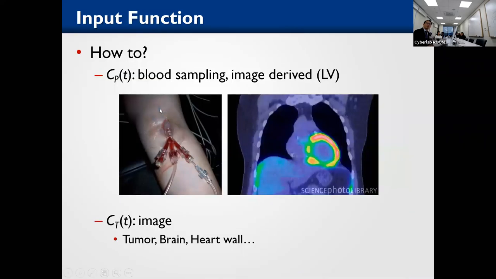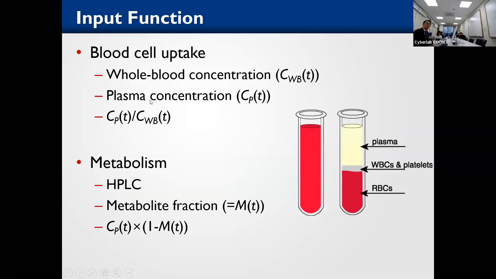For the blood input function, we need blood sampling. Sometimes if we can get a scan of the heart or a big blood lesion, we can replace blood sampling with image-derived TACs. But that is difficult for brain studies. And also, as I explained, we need to extract just the plasma concentration from blood data to check if there is metabolism. If there is some metabolism, we need corrections. We need only the plasma concentration, because the plasma concentration will follow the tracer's behavior, the process of the kinetics.